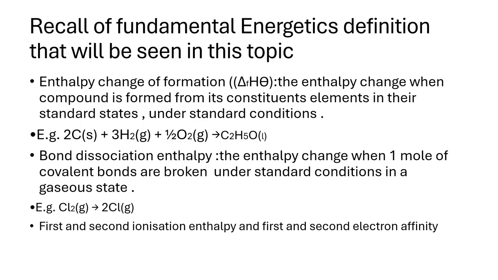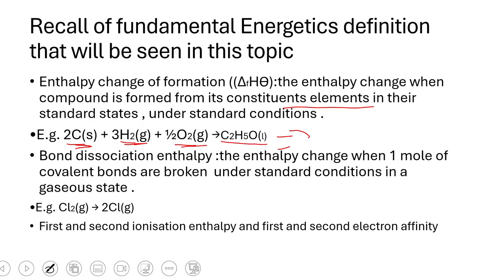So if you want the enthalpy of formation of ethanol, then we will write its constituent elements in their standard states first. So C(s), carbon in solid state, that's its standard state. Hydrogen, H2, is a diatomic, so H2 gas, and oxygen is also a diatomic, so O2 gas, and then we will balance the equation to get the enthalpy of formation of ethanol.